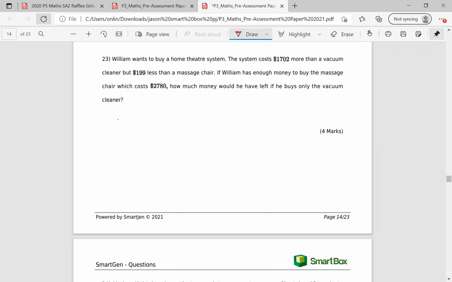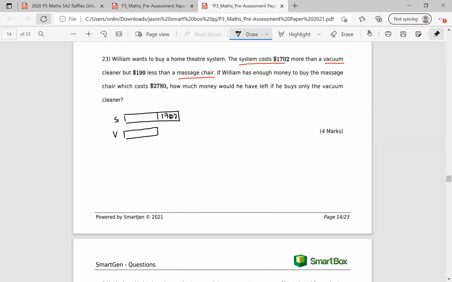I'm going to start by drawing a model again because there's a system, a vacuum cleaner, and a massage chair, so it's 3 things compared together. That means I'll have three different models. I'll start with the system. I'll draw it slightly longer first because it's supposed to be longer than the vacuum cleaner, by 1,702. And then this will be my vacuum cleaner.